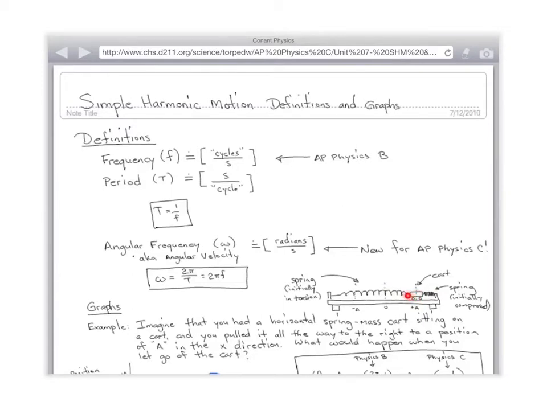Move to the left. It's going to go wow, wow, wow, wow, like that, with the sound effect.